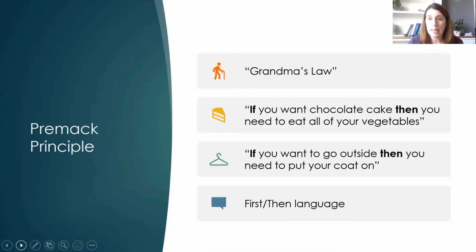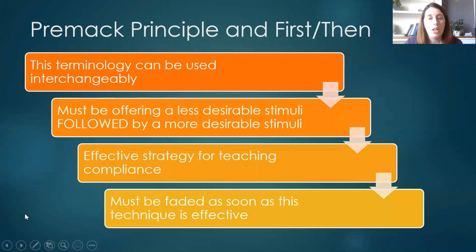So a grandmother might say to you, if you want chocolate cake, then you need to eat all of your vegetables. If you want to go outside, then you need to put your coat on. What does that sound like? It can be compared with the first-then language that we're all pretty well versed in at this point. So the Premack principle and the first-then contingency terminology can be used interchangeably.